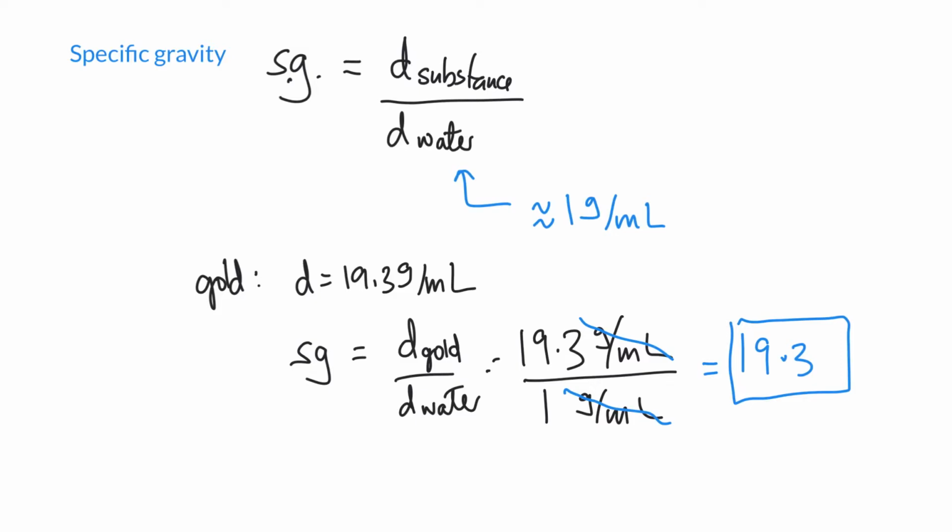So you can see too that it's almost exactly the same as the density, but we've just left off the units. So that's how we calculate specific gravity. It's just the ratio of the density of a substance to the density of water.